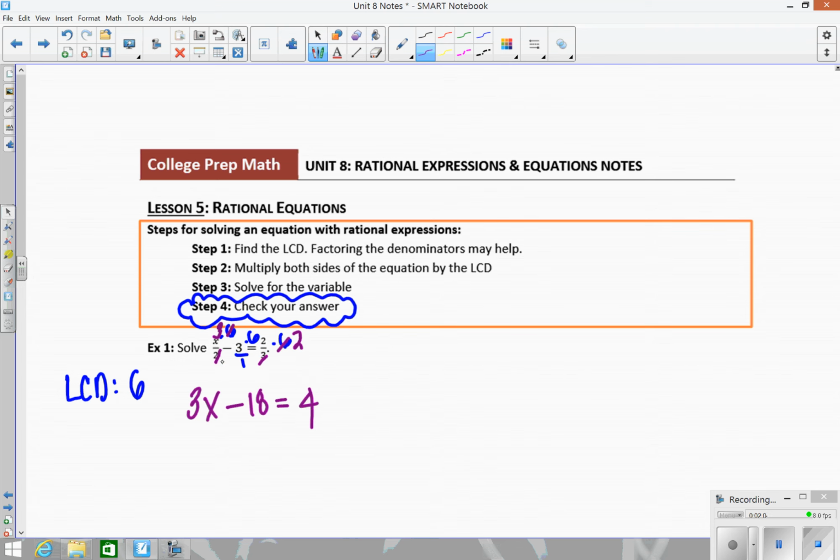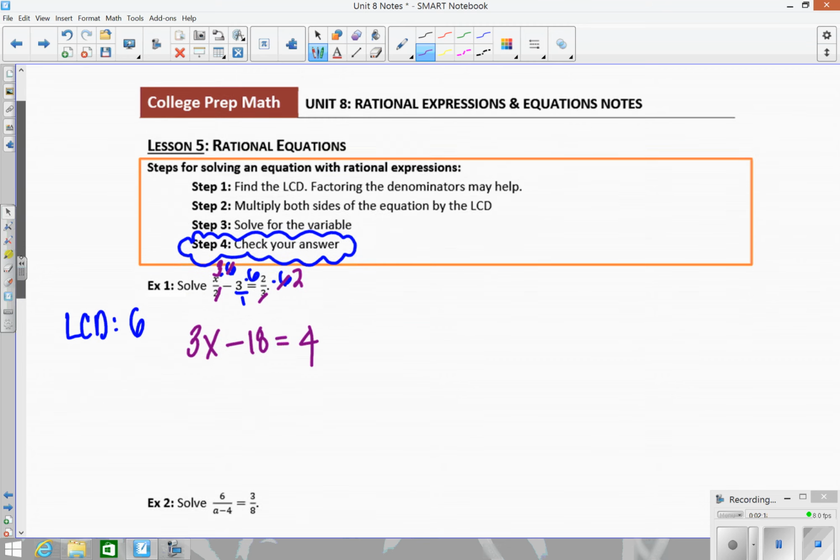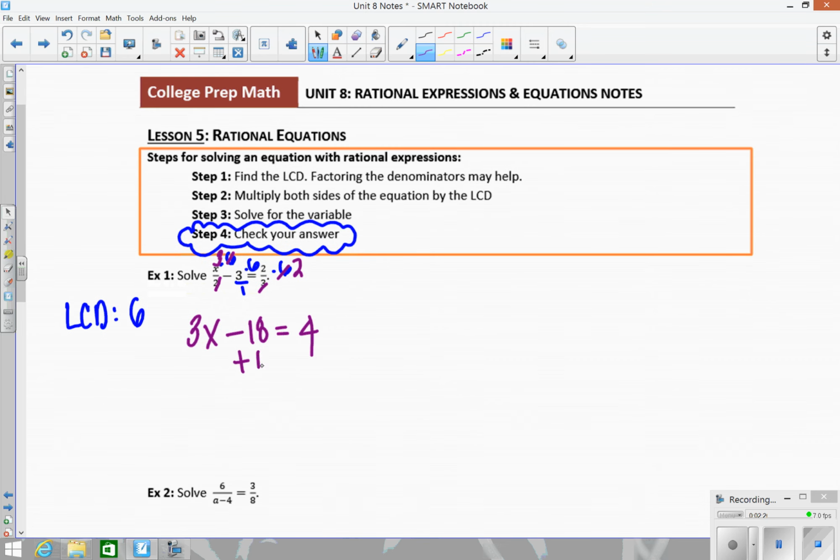Now keep in mind, I could have gone back up to the original and found a common denominator. I could have combined my fractions once I had a common denominator and then solved it that way, but this is definitely a much shorter and quicker way of doing it. So then from here, you just solve for x. So add 18. So we have 3x equals 22. Divide everything by 3. So we get a fraction, and we'll just leave it as a fraction, 22 over 3.